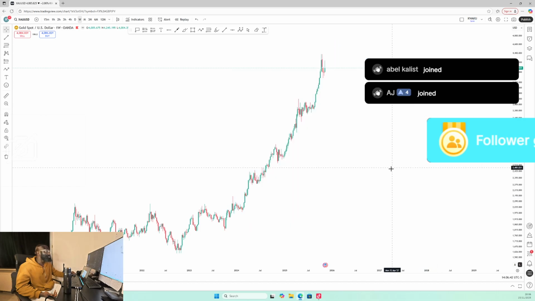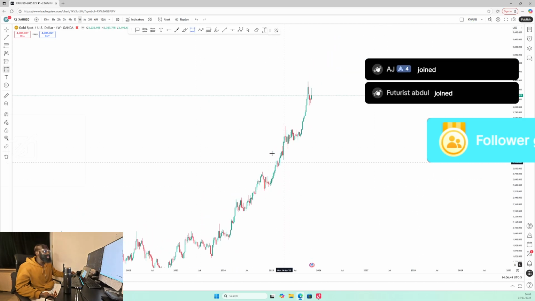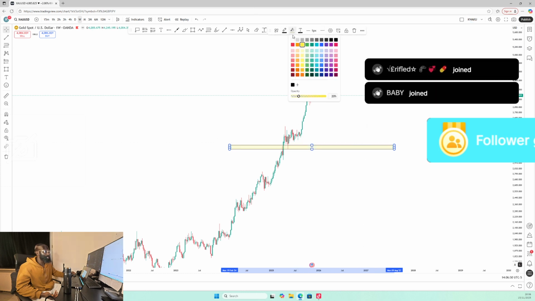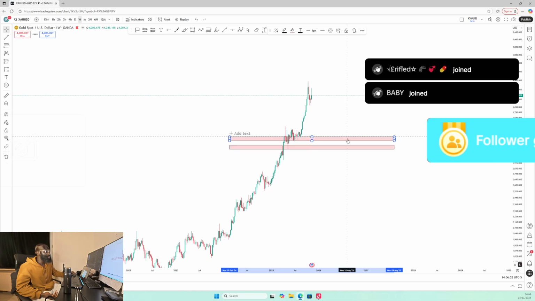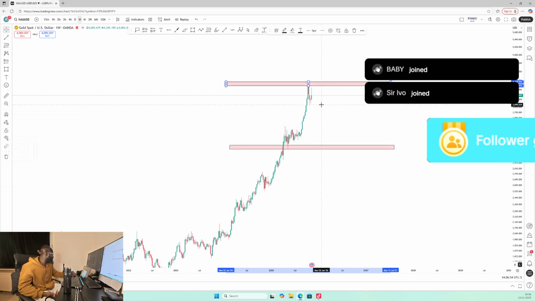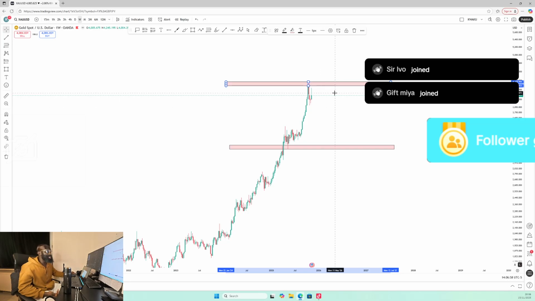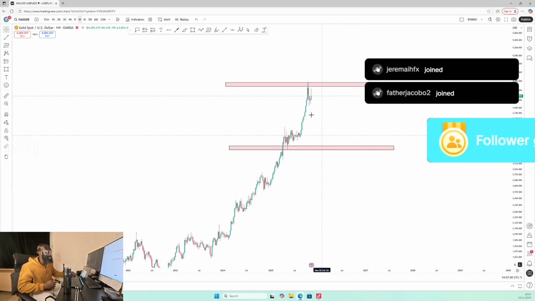Now with this said, to focus on the weekly alone, we have here the last weekly support, as we said already. And then we have here the last weekly resistance. So now we are trading between this weekly resistance and this weekly support. Now, what is the current behavior of price? Price is pulling back. How?